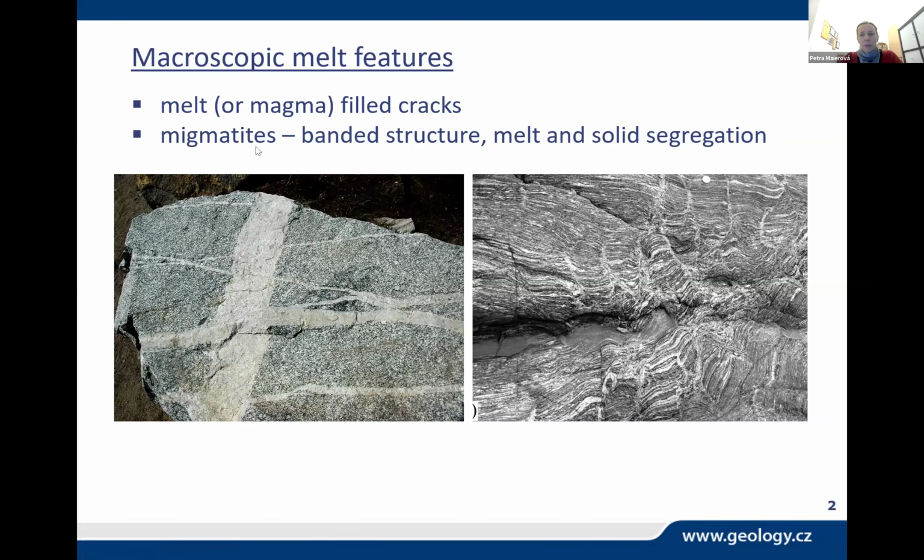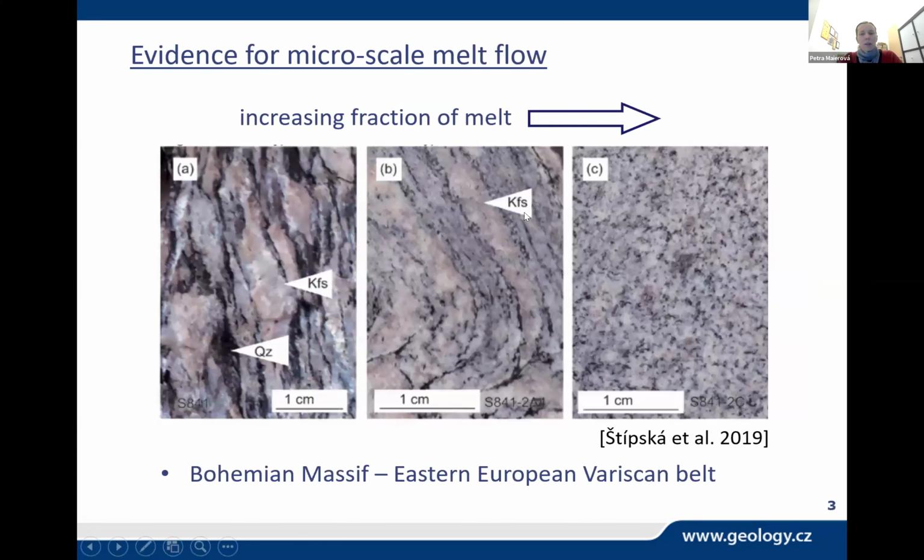But there are also different kinds of migmatites that were observed, namely in the European Variscan Belt, in the Bohemian Massif, and also elsewhere. These rocks originally also had a banded structure, but this structure formed during solid-state deformation and metamorphism. And these rocks lost this structure actually due to melt that flowed through them. So we can see that at a micro scale, there are places that crystallized from melt in these rocks, and the more melt we observe, the more isotropic they look.